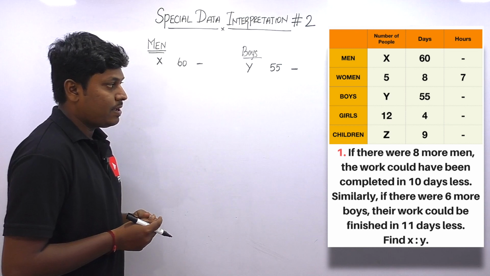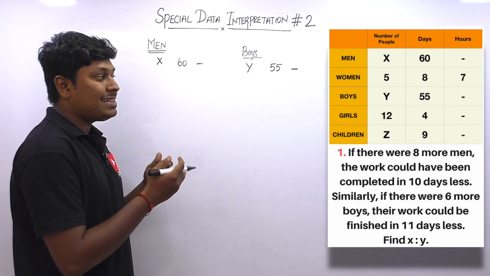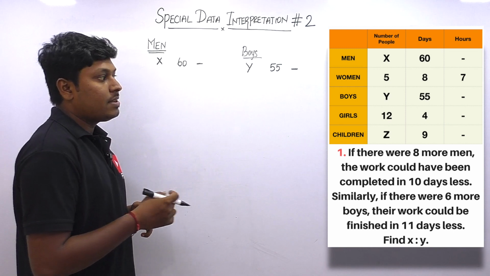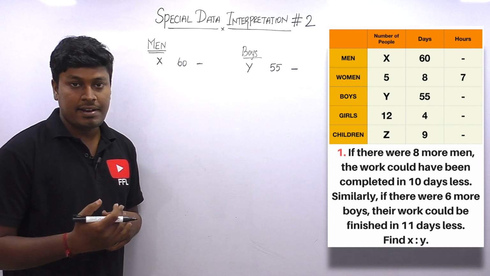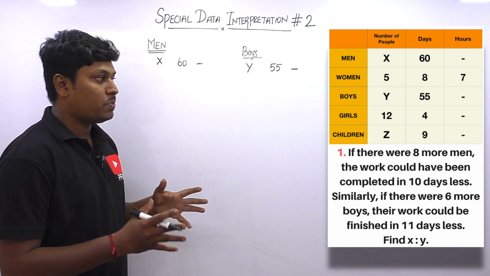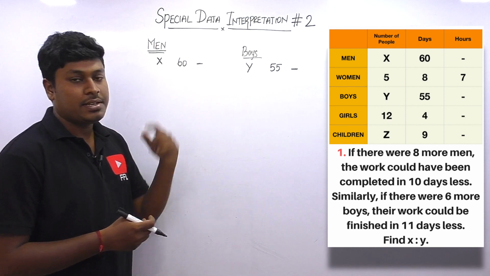Question number 1. If there were 8 more men, the work could have been completed in 10 days less. Similarly, if there were 6 more boys, their work could have been completed in 11 days less. Find x is to y. So our target is to find x is to y. And in the question they are talking about 2 persons, one is men and another is boy.